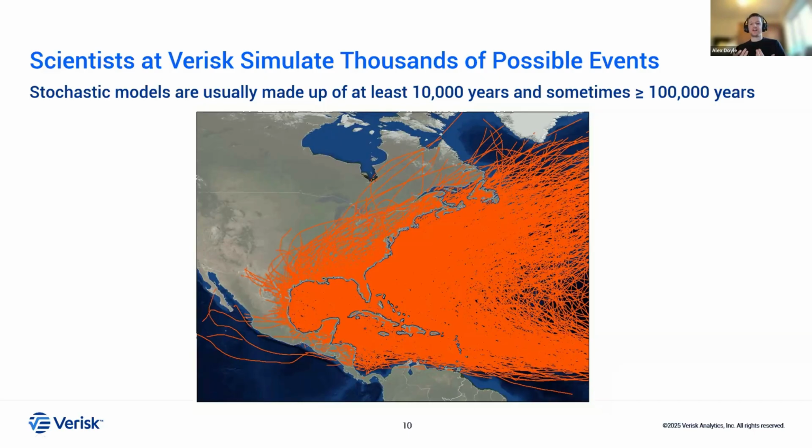So hopefully this helps you visualize the power of stochastic event sets. It's filling in the gaps of what's possible beyond what we've observed in history. And it's also telling us something about the frequency of different kinds of events in terms of their location, intensity, and other characteristics.